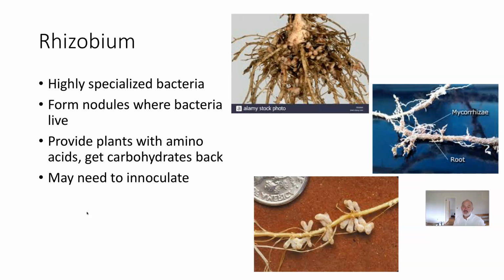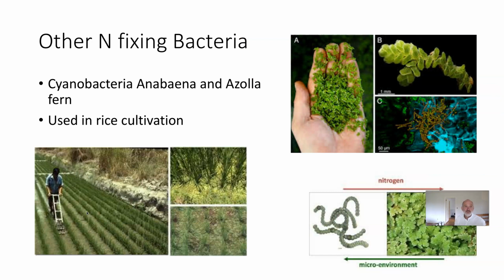In some cases, if you're growing a bean crop or another nitrogen-fixing crop, you may actually need to inoculate, or put these bacteria into the soil, to make sure that they're there and can colonize the roots, right? Okay, so that's our rhizobium. There are other bacteria that can also fix nitrogen. Cyanobacteria and azolla ferns are other examples, and these are actually really important in rice culture as well. So it's not just nitrogen fixing bacteria, but some cyanobacteria, and in association with ferns, can also fix nitrogen. So that's another example of nitrogen fixation.